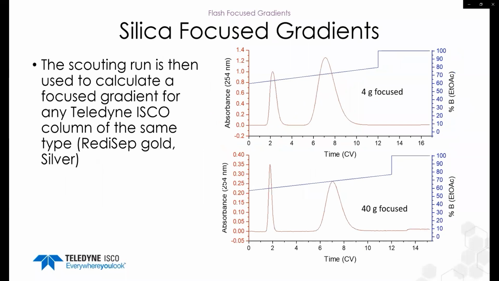The focus gradient can be determined from the scouting run on a small column so that method development and scale-up are done at the same time. The scouting run on the previous slide was used to create both of these runs. The compound of interest elutes at the same time in CVs, although the column sizes are different.